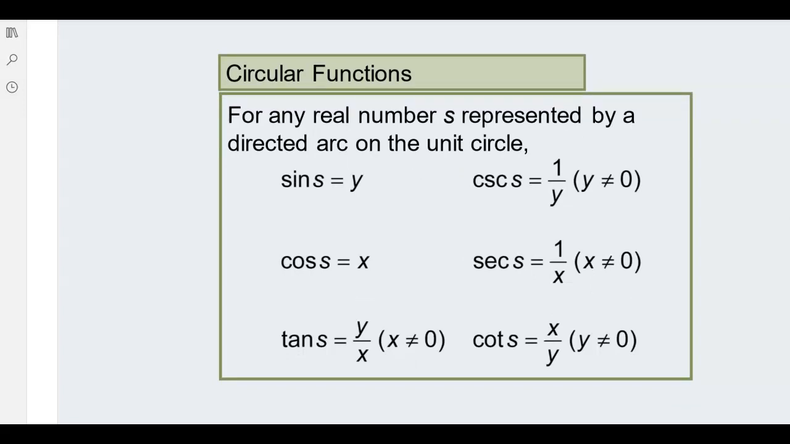Again, s is taking the place of the arc length, which is the same as what in the past we were using as the angle. We would have had y over h, but because h is equal to 1, we just have y instead. And similarly here, we would have cosine of theta equal to x over h, but h is equal to 1, so we just end up with x. Take note that, as before, when we look at cosecant, secant, and cotangent, the denominators can never be equal to 0, because that would cause a fraction that is undefined.